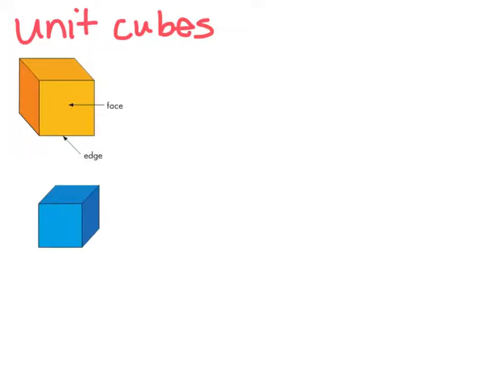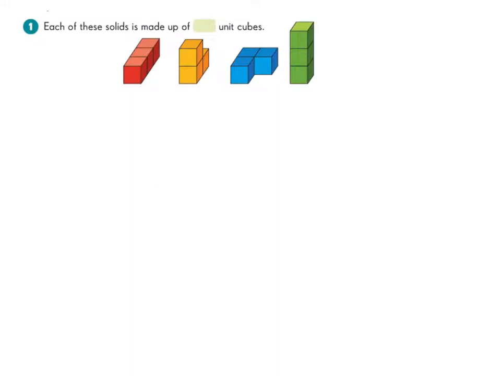Here's another example of a unit cube. You can build solids using unit cubes. This solid is made of 2 unit cubes that have been stacked together. Let's examine some solids that are made of unit cubes and determine how many unit cubes were used to make each shape. Let's start with this red shape.